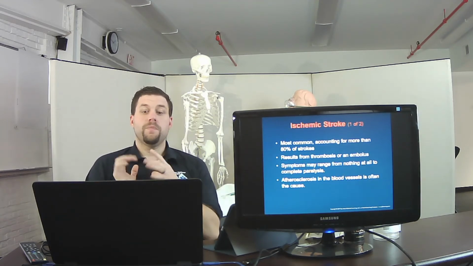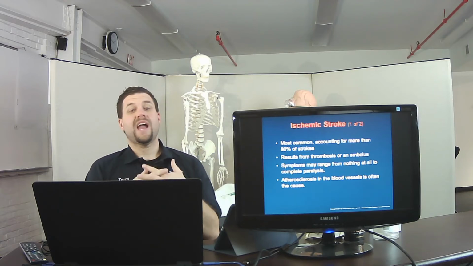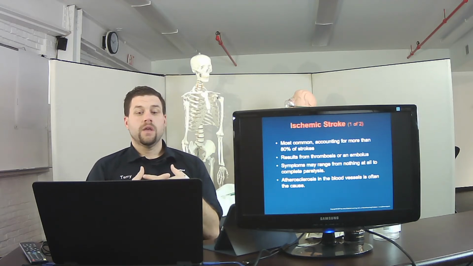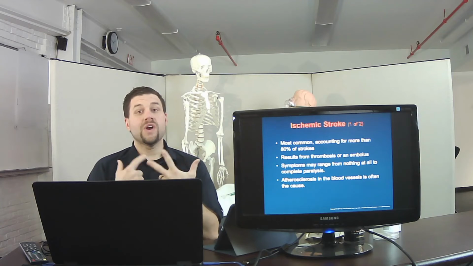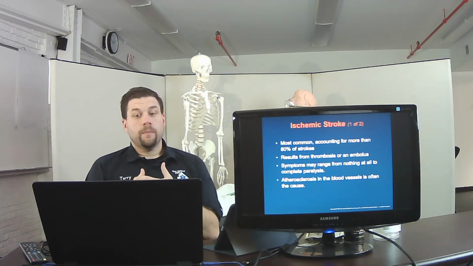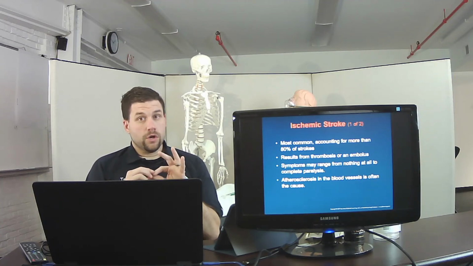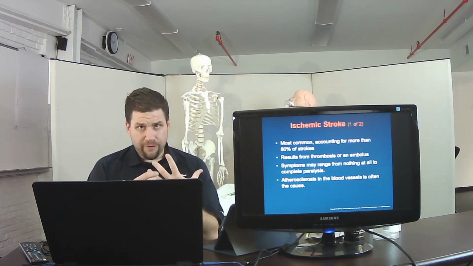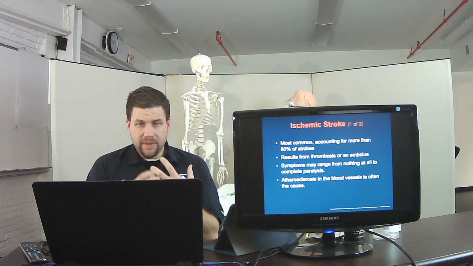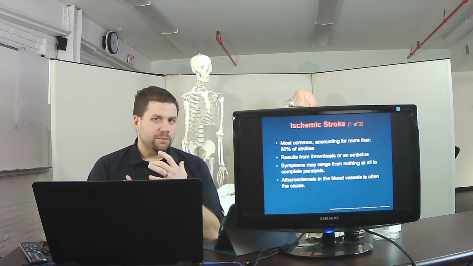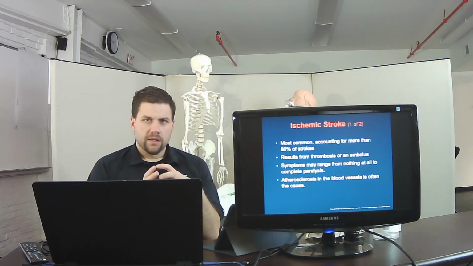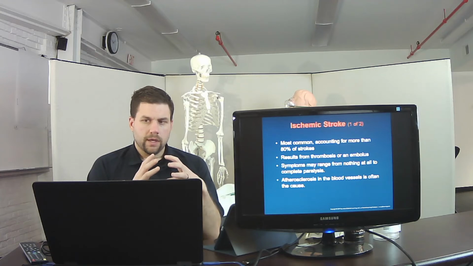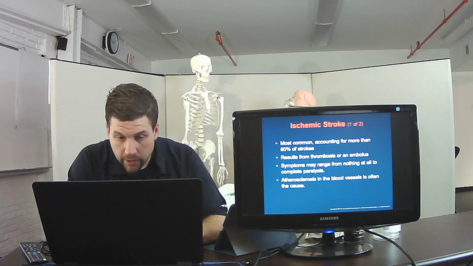Ischemic stroke. So the most common, and this is going to account for 80% of strokes. This results from a thrombus or an embolus. So either a clot or like an air bubble or something, or an object in the blood vessels that's blocking blood flow to a specific area of the brain. So think about it like a clot in here. We're going to look at it in the next slide.